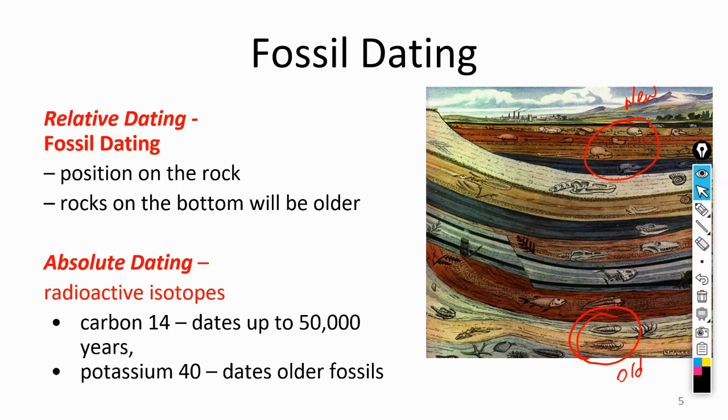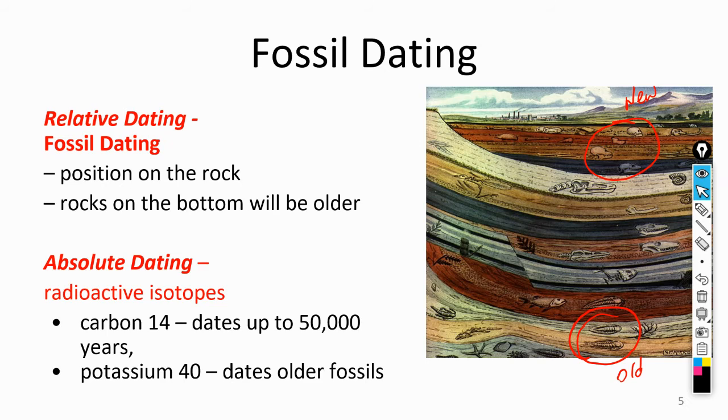The other type of dating that we use to date fossils is absolute dating. And we use radioactive isotopes to do this. And you may have heard of carbon dating. So that's where we use carbon-14. But we can use other radioactive isotopes as well, like potassium. And we're not really going to focus on what isotopes are at this point in time. You'll learn more about that in chemistry.